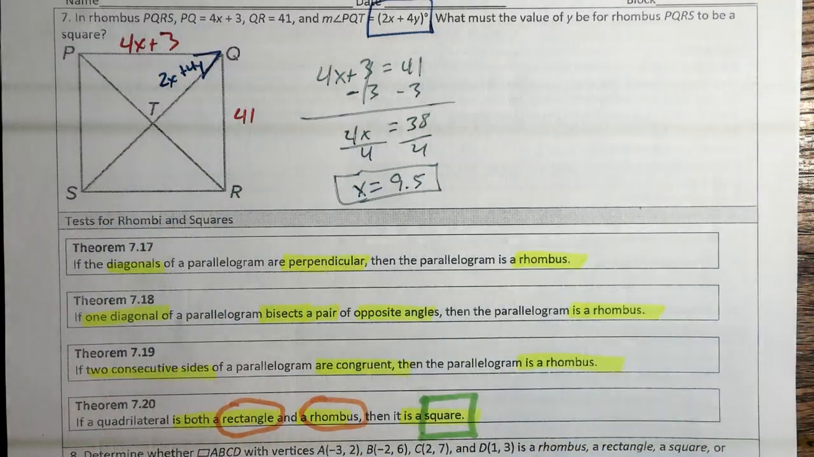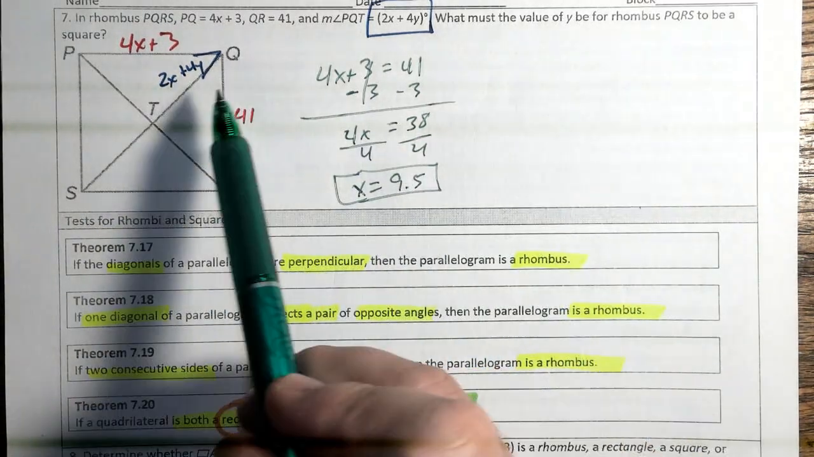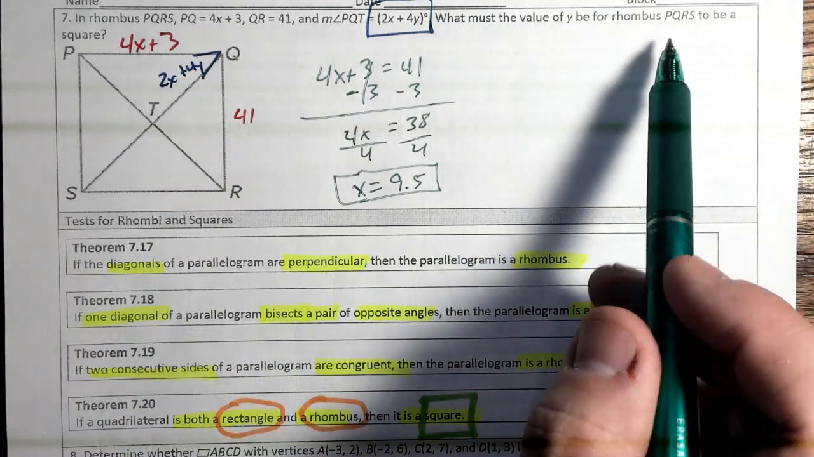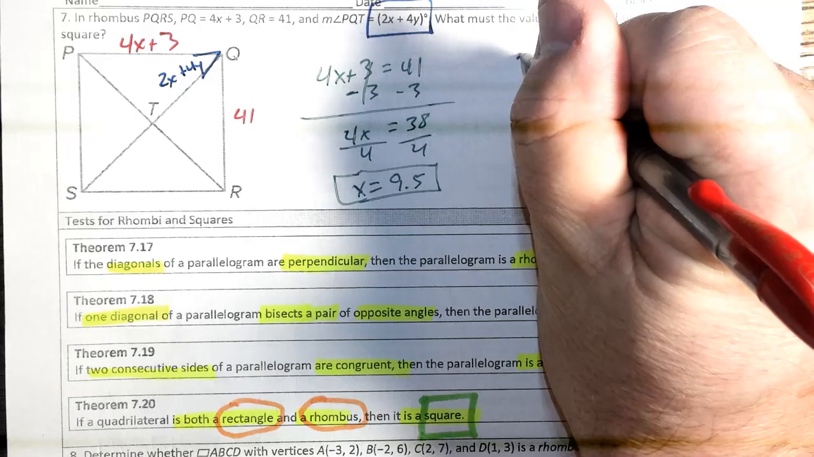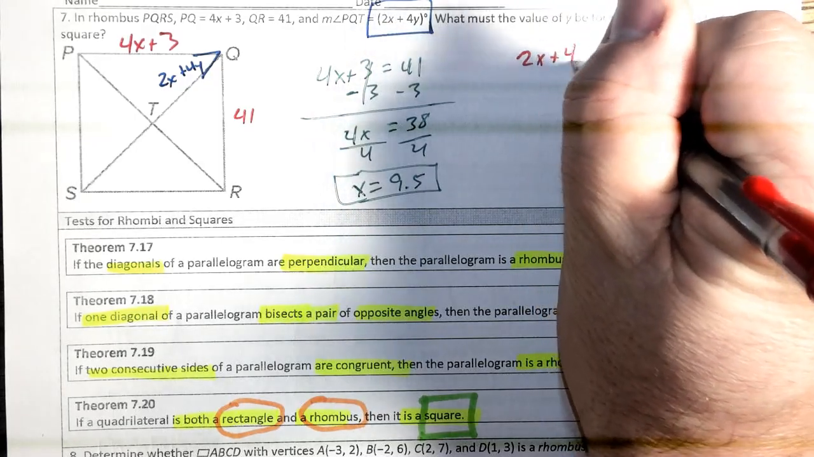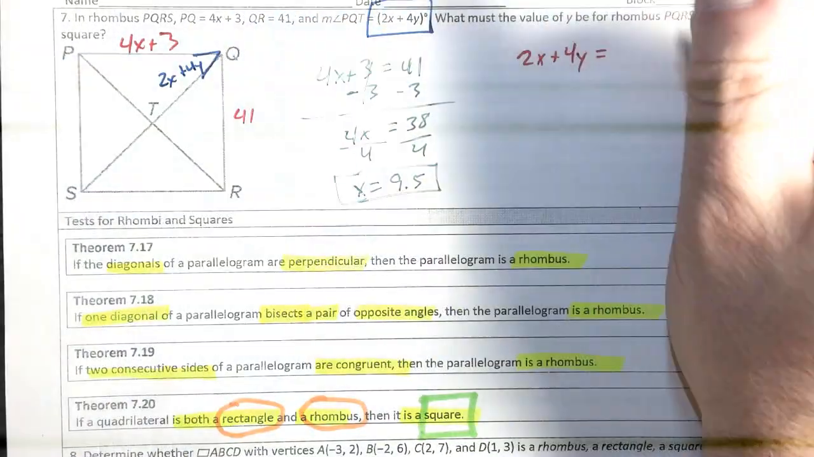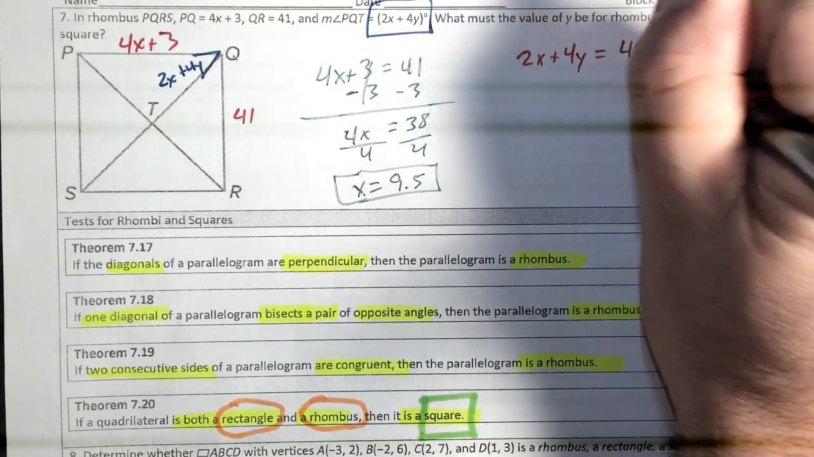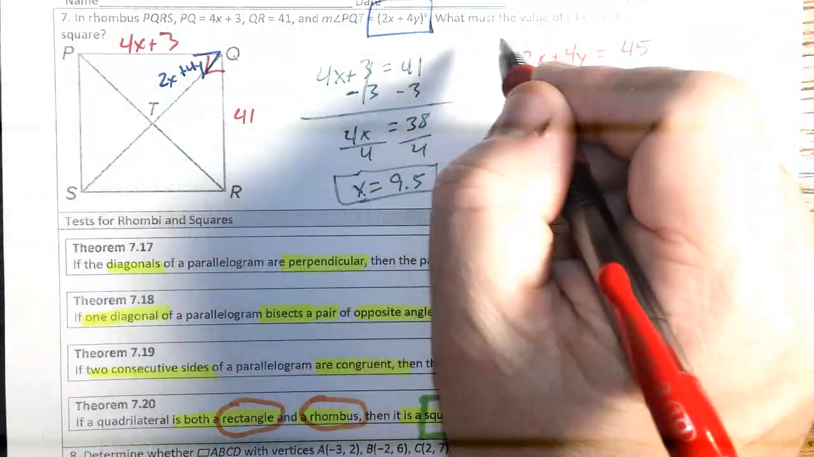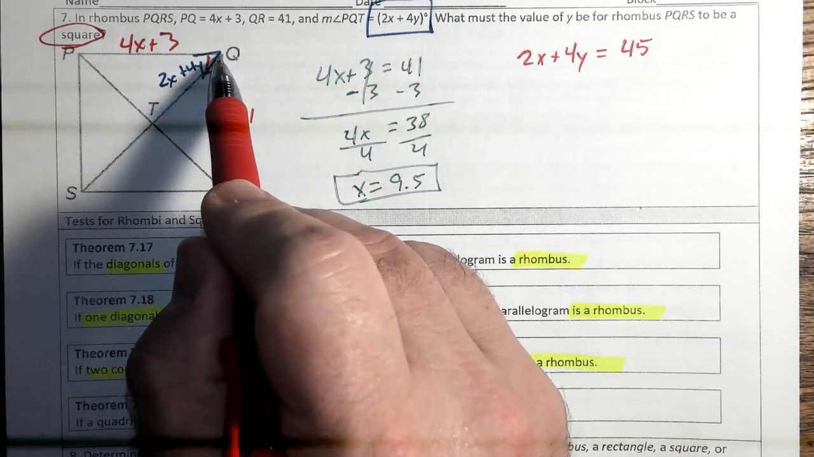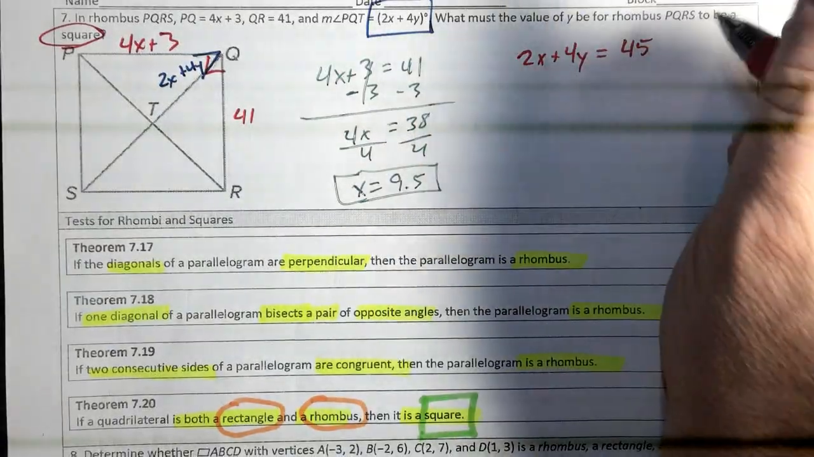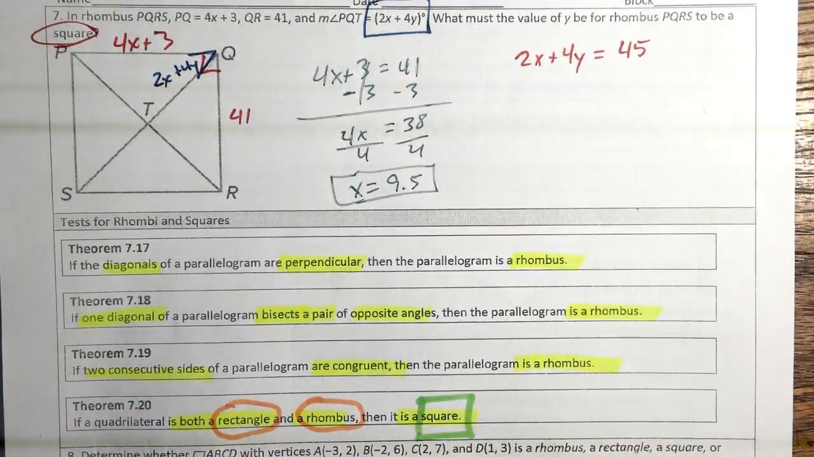Alright, so now we have this guy here. Now, in order for this rhombus to be a square, these have to be 90-degree angles. So we're going to put 2x plus 4y equal to 45, because we need this to be a 90-degree angle to make this rhombus a square. And in order for this to be 90, that means this bisects it and makes it 45. Well, in a rhombus that would bisect the angle anyway.